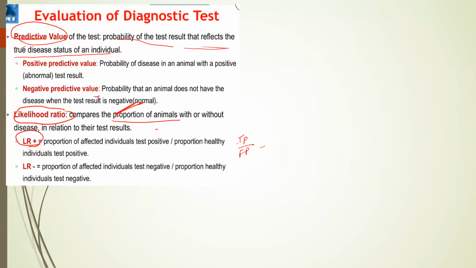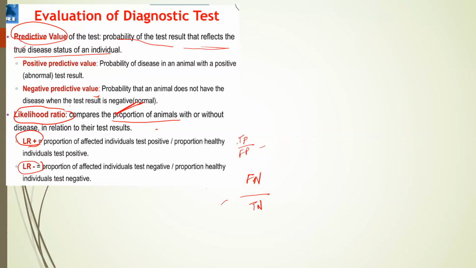Okay. Now, what is negative likelihood ratio? Negative likelihood ratio is the proportion of affected individuals who test negative. So what is the proportion of affected individuals who test negative? They are nothing but false negative. Okay, so divided by the proportion of healthy individuals who test negative. So what are healthy individuals who test negative? They are true negatives, isn't it?